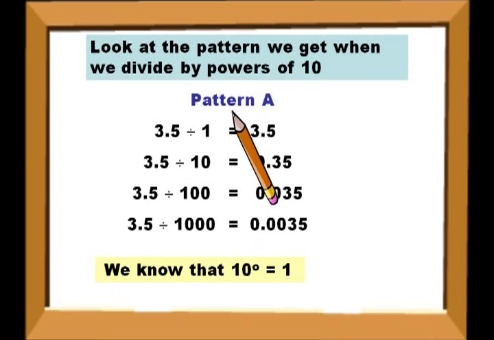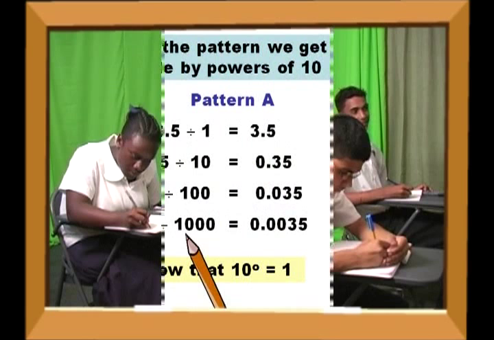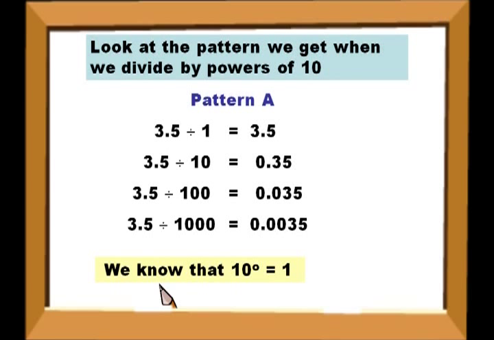Pattern A. 3.5 divided by 1 equals 3.5. 3.5 divided by 10 equals 0.35. 3.5 divided by 100 equals 0.035. 3.5 divided by 1,000 equals 0.0035. We know that 10 to the 0 power equals 1.